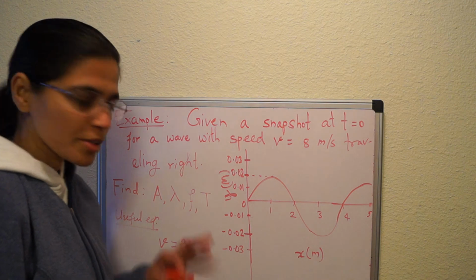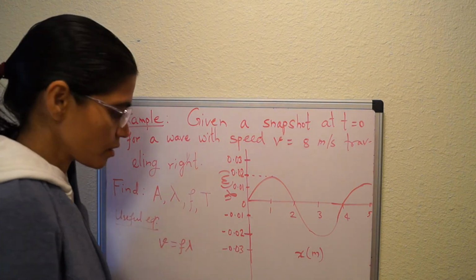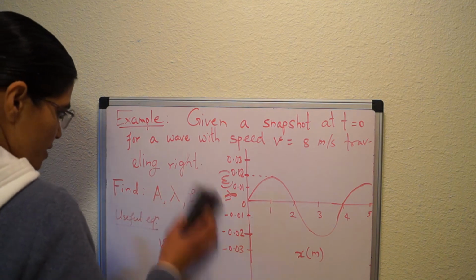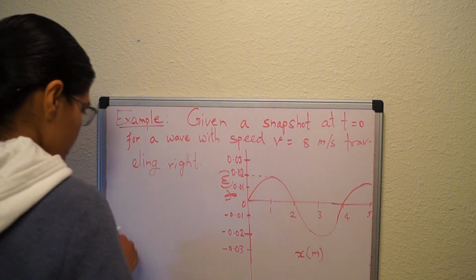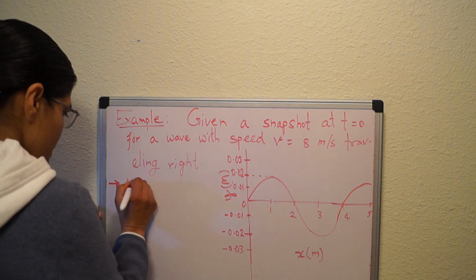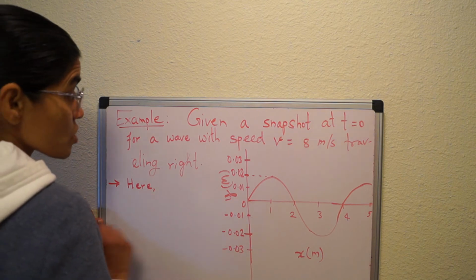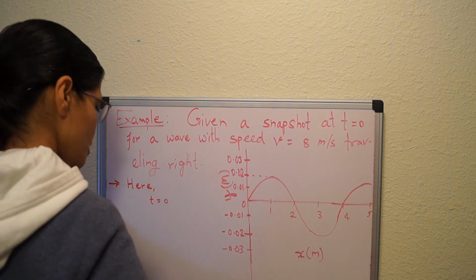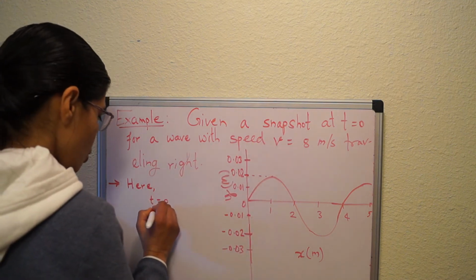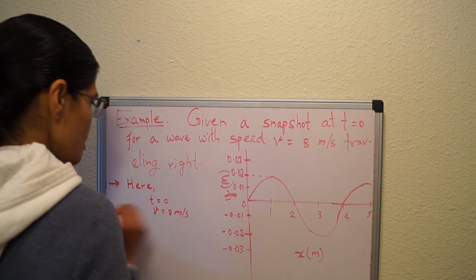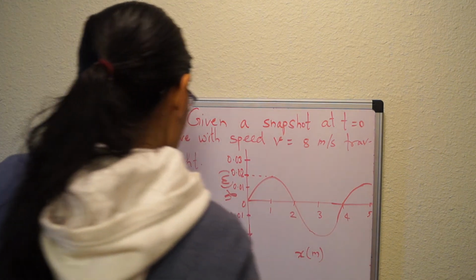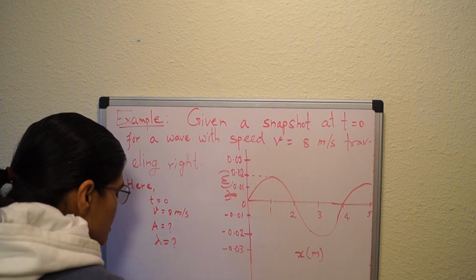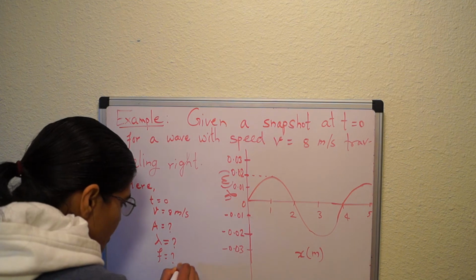Okay guys, are you able to get some of this information, if not all? I'm going to leave this graph and erase this part because I need space to work here. The first and foremost thing in physics is always to write the given information. Given a snapshot at t equal to 0, for a wave with speed v equal to 8 meters per second, traveling right. And this is the graph we have, and we are asked to find A, lambda the wavelength, f the frequency, and T the period.